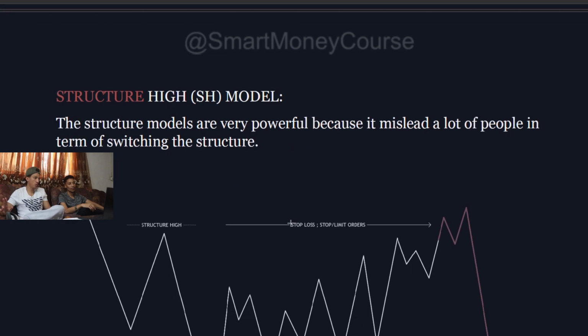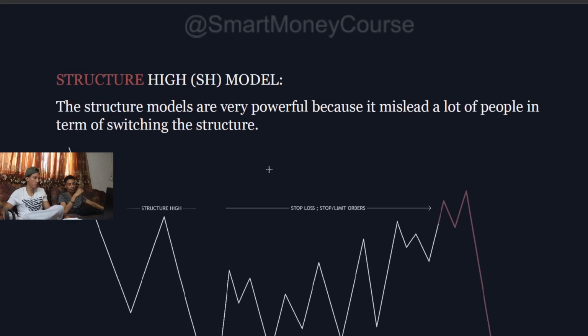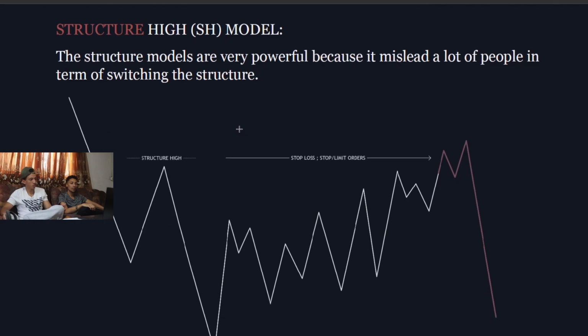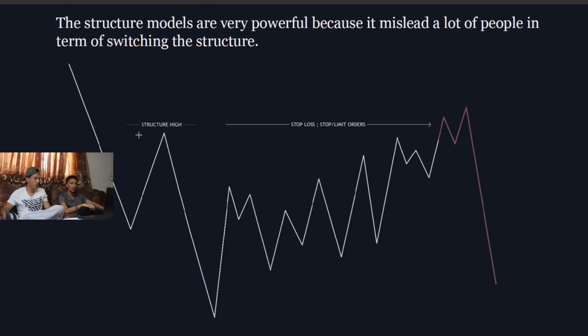So we've identified two so far. This is the third liquidity model, which is your structure high. The structure high model is very powerful because it misleads a lot of people in terms of switching the structure. So okay, hope you got that one down. So here we have your structure high. Basically it comes as a downtrend, so it's basically a bearish liquidity trap.